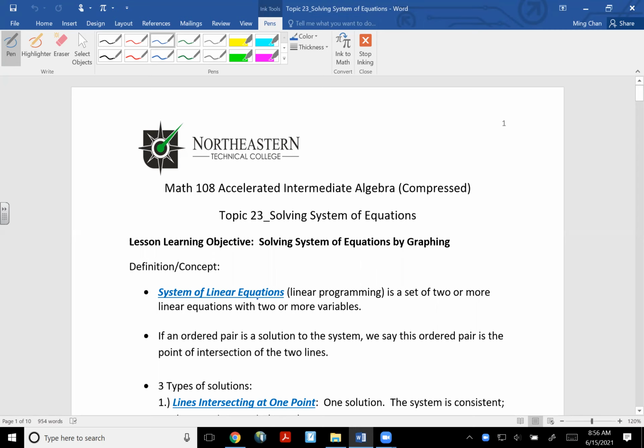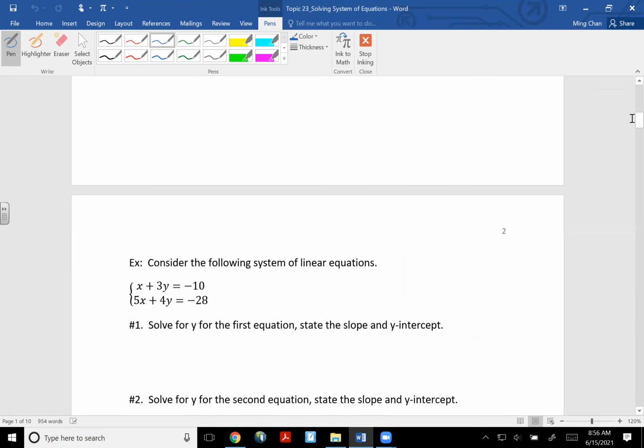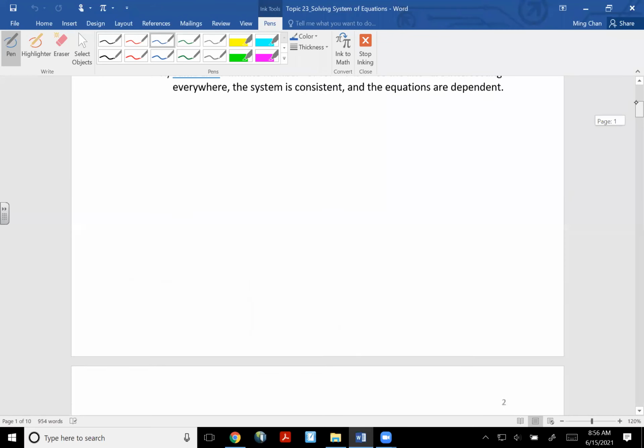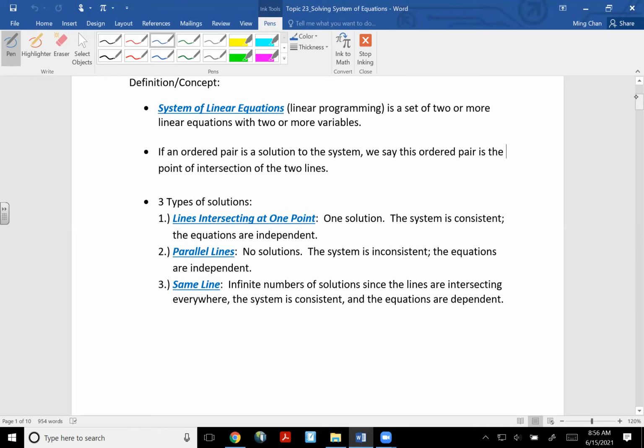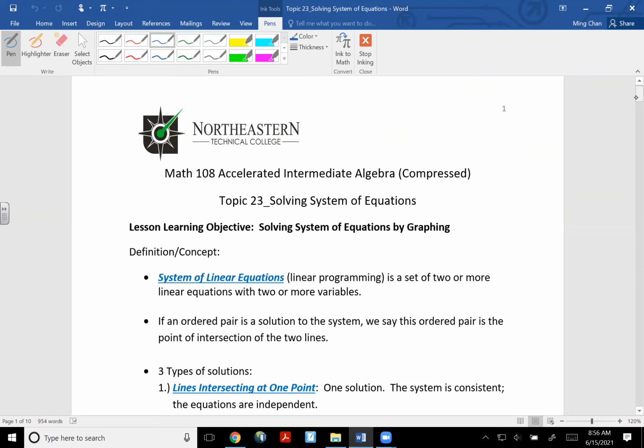So a system of linear equations, or linear programming, is basically a set of two or more linear equations with two or more variables. Okay. So basically, for example, this example right here, the entire thing is called a system of linear equations. It consists of two or more variables. Therefore, we will need two or more equations in order to solve multiple variables. So in a way, we are learning how to not just solve one variable, we are learning how to solve multiple variables at a time.